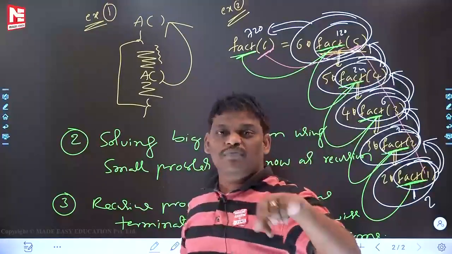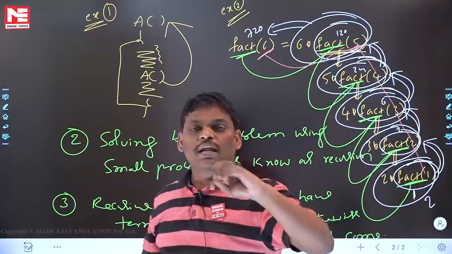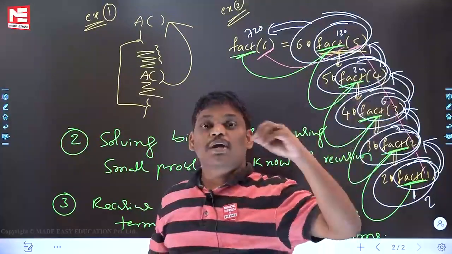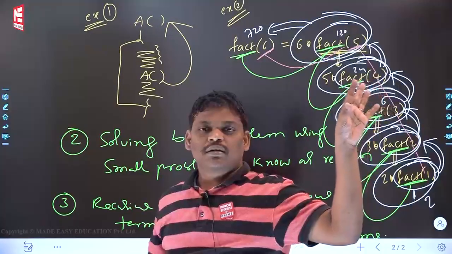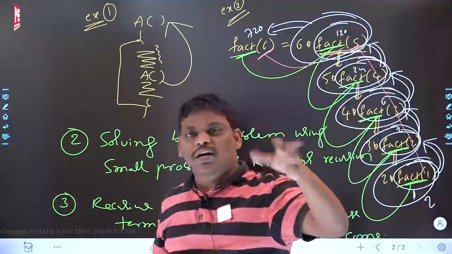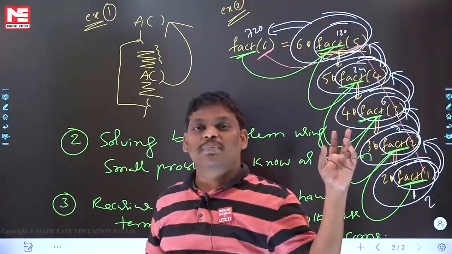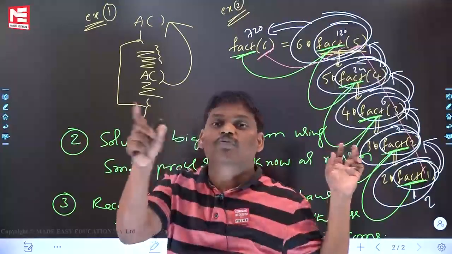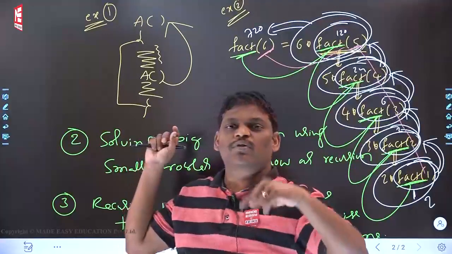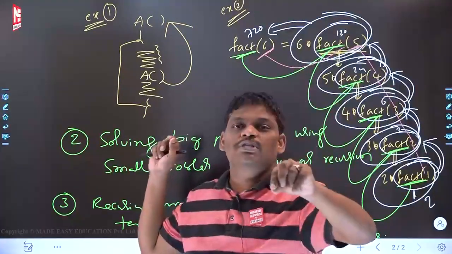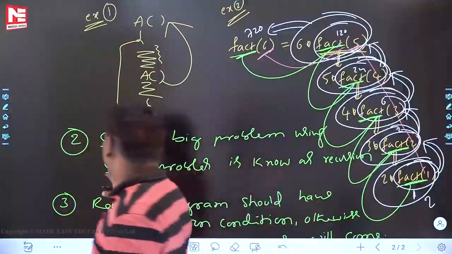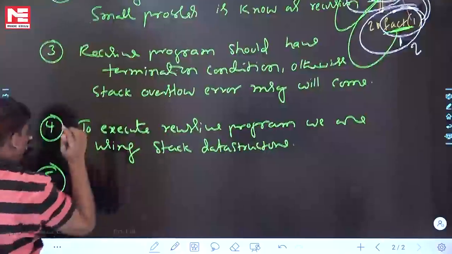From one function call to another function call in recursion, the name of the function will not change, the number of parameters will not change, the name of the parameter will not change. But what is the only change? The parameter value will change, but not other things. Let me write the 5th point.